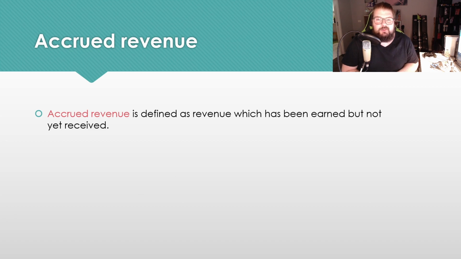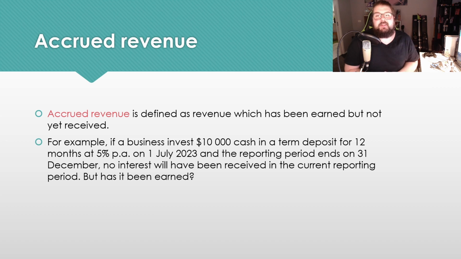Now, accrued revenue is pretty similar to what we've already done. It's revenue that we've earned, but we haven't yet received. A really good example of this is if we have a term deposit. So in this example, a business invested $10,000 in cash into a term deposit for 12 months at 5% per annum on the 1st of July 2023, and the reporting period is on the 31st of December.